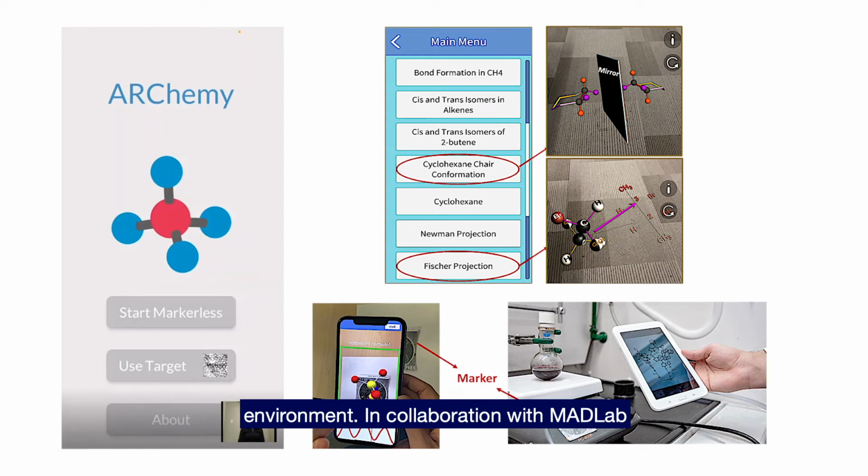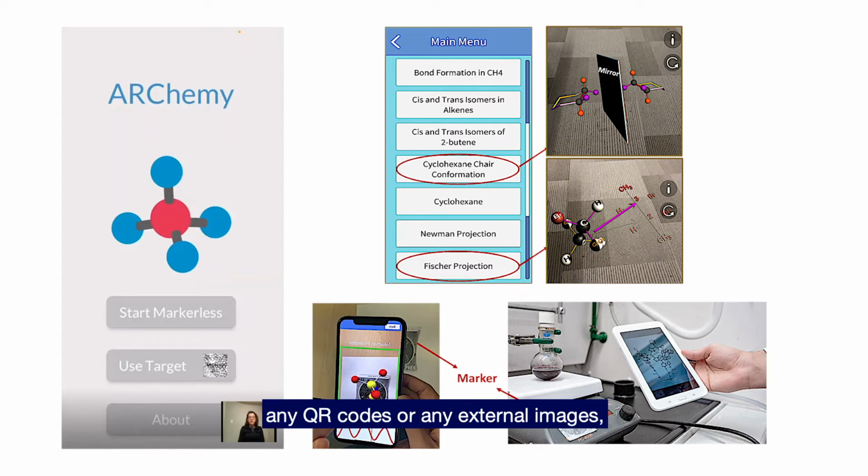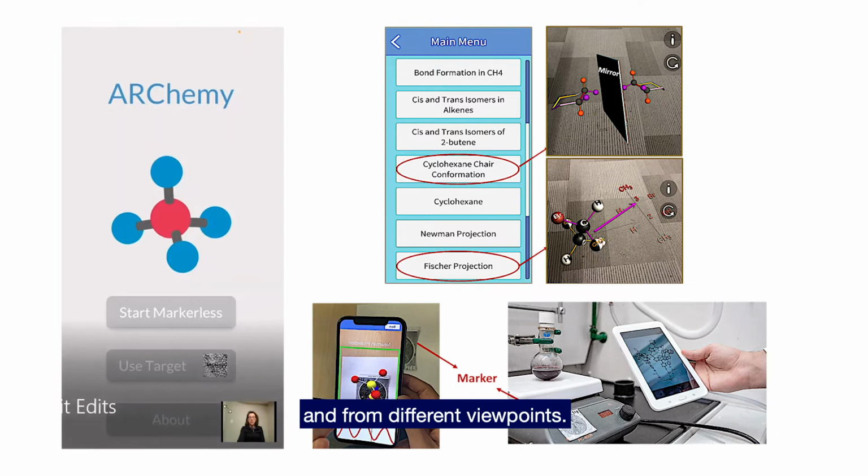In collaboration with MADLab and through funding provided by ITIF, we have recently successfully developed the Archimede app for both iOS and Android platforms, as well as a simple and low-cost markerless version of the Archimede app. So essentially, without the need of any QR codes or any external images, we can simply point the camera of a mobile device at any flat surface and visualize a 3D image and zoom in and rotate the molecule to be able to visualize it from different angles and from different viewpoints.